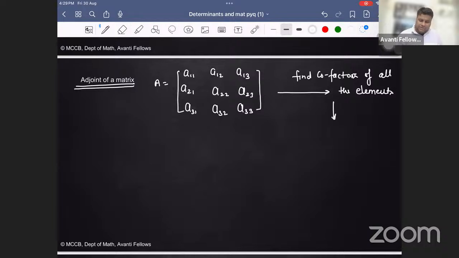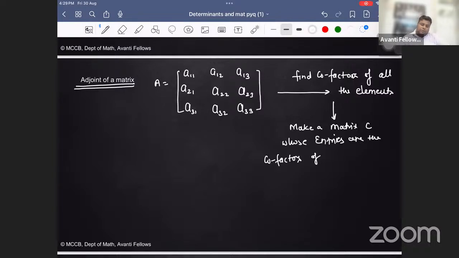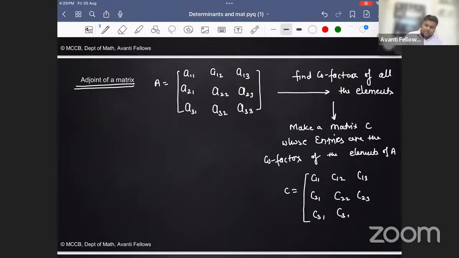Got it? Now in the next step, make a matrix C whose entries are the cofactors of the elements of A. So now you made a matrix C, that is C11, C12, C13, C21, C22, C23, C31, C32, C33. Simple. I made a matrix whose entries are the cofactors of the respective elements of matrix A.